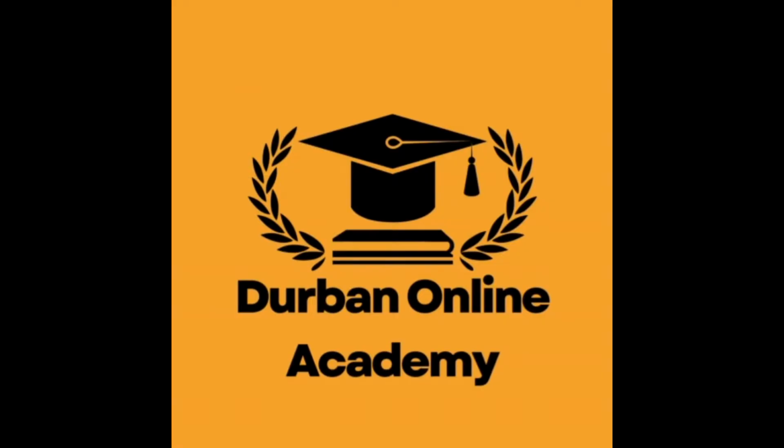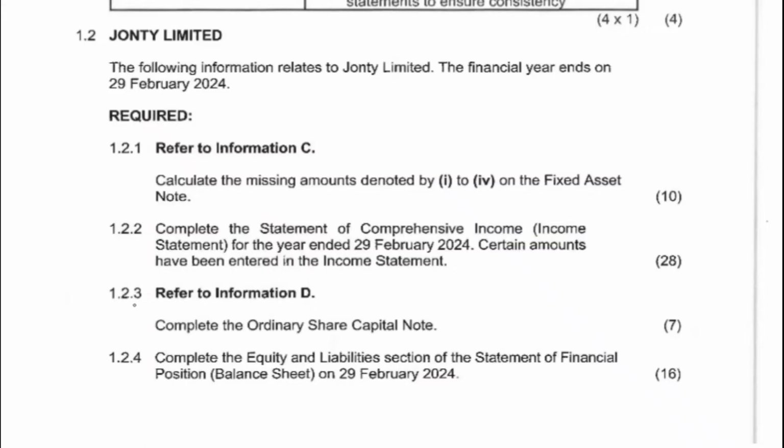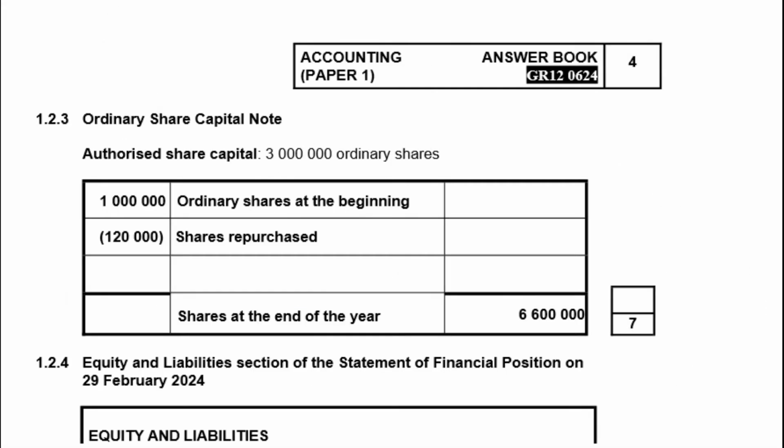In this video we'll be looking at an ordinary share capital note question from the June 2024 Gauteng Province exam paper. In question 1.2.3 we are required to complete the ordinary share capital note. When we look at the ordinary share capital note in our answer book, we can see that some figures have already been filled in.